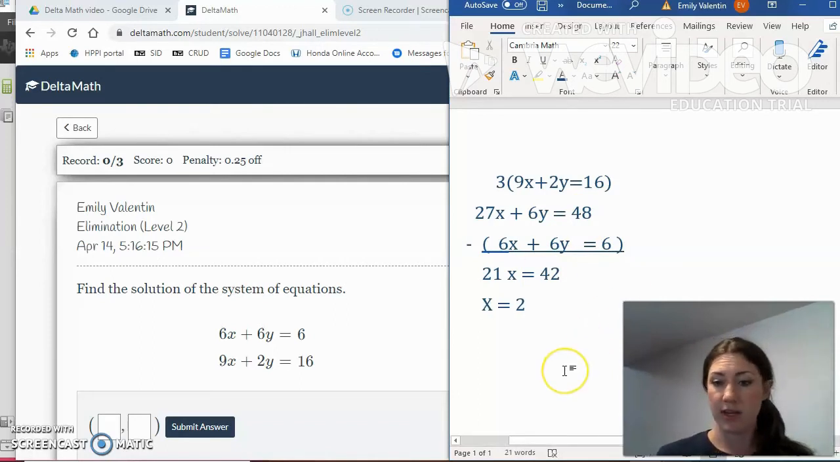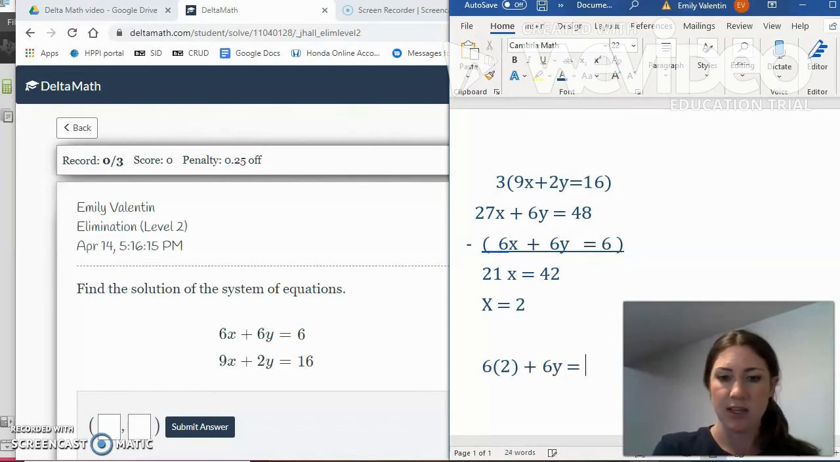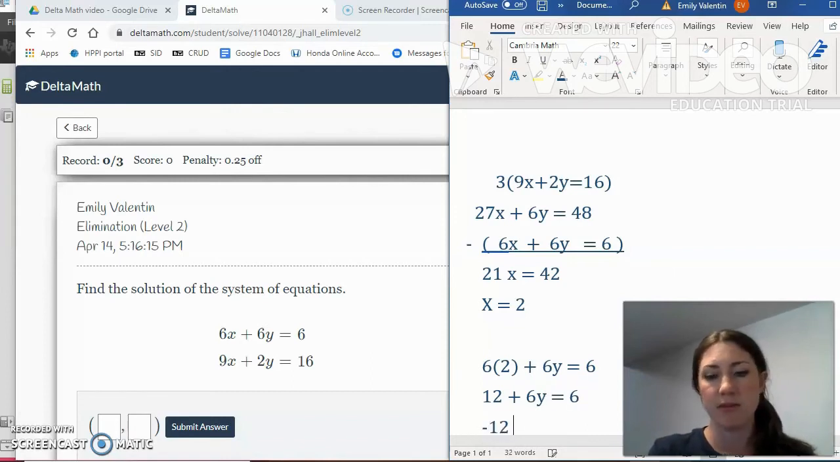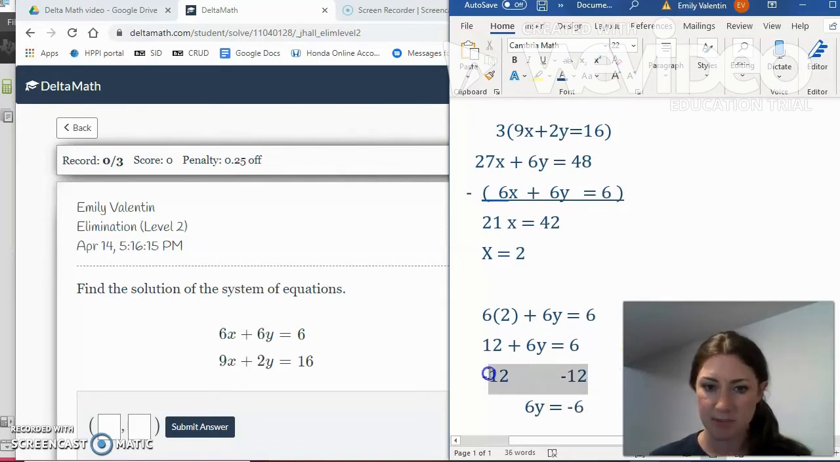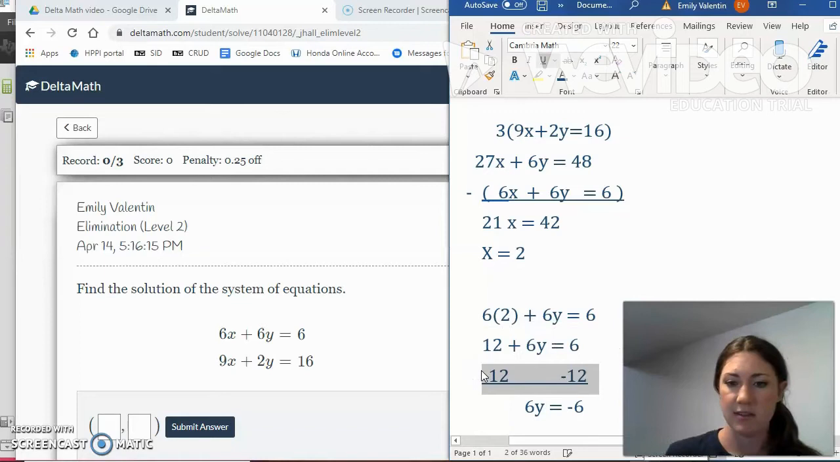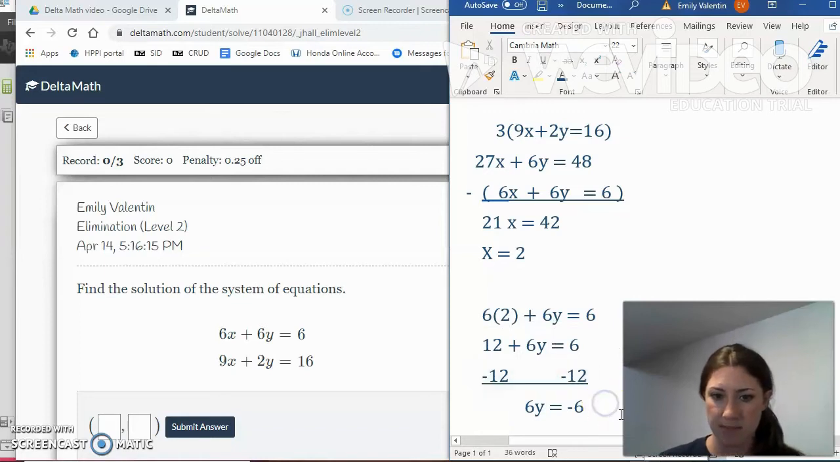All right, we got x. We just go back in to find y. Substituting 2 in place of x, so 6 times x plus 6 times y equals 6. That's 12 plus 6y equals 6, and then I want to get rid of that 12, so I'm going to subtract it from both sides. All right, that leaves me with y equals 6 minus 12 is negative 6. I'm going to put the line there so that you guys can see kind of what happens there.